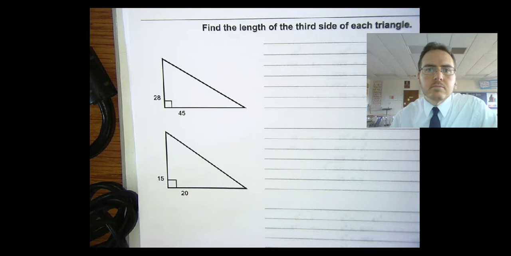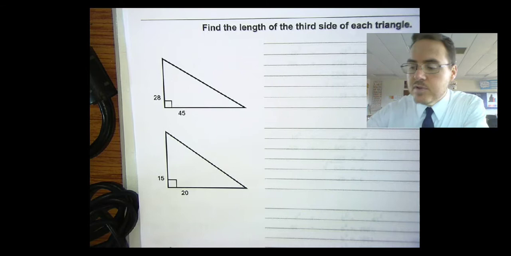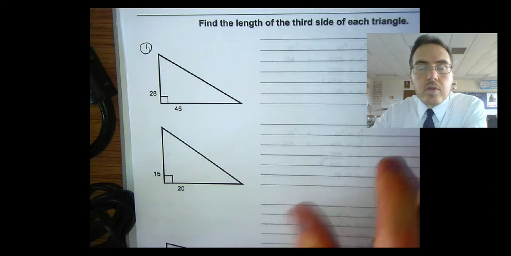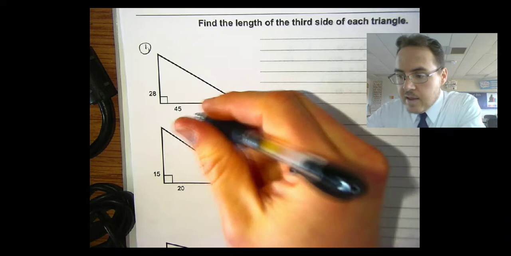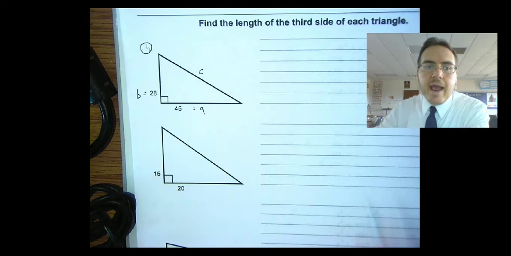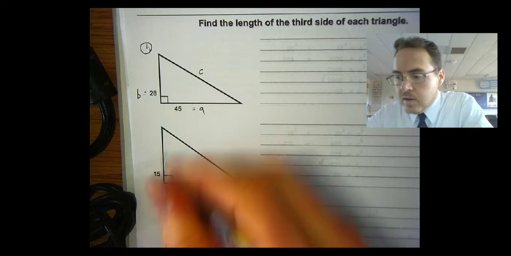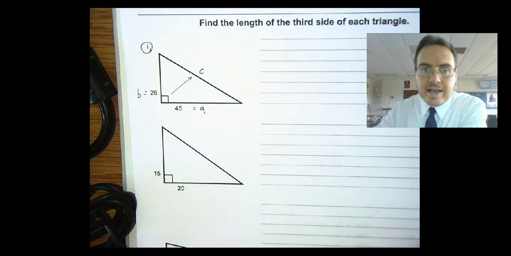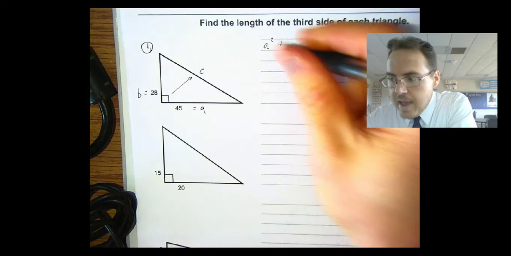So here we have two problems. We're gonna have to use the Pythagorean theorem to solve them. So let's start with, they're not numbered, so I'm just gonna call this one number one. Okay, so the first thing I want to do is I want to label my sides with a certain letter. So I'm going to say this is A, this is B, and then the hypotenuse, the long side, is always letter C. The hypotenuse is always across from the 90 degree angle. Okay, so then the next thing I'm going to do is I'm just going to write down the formula. A squared plus B squared will always equal C squared.